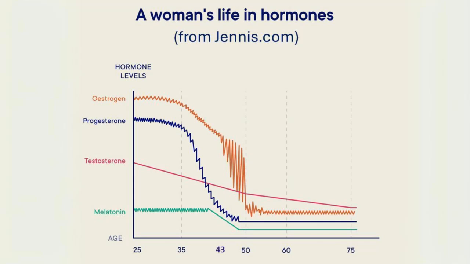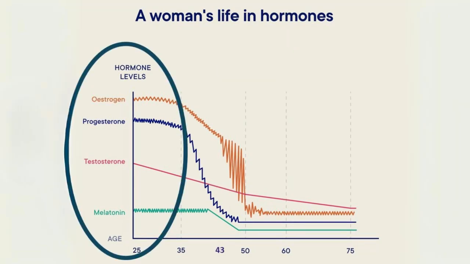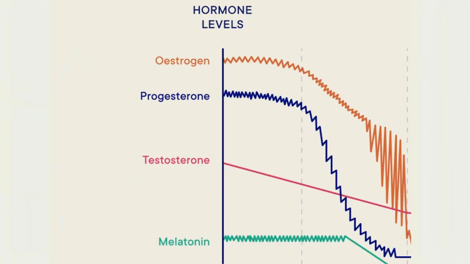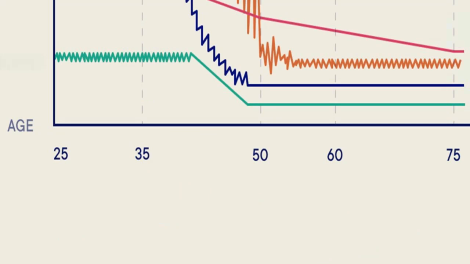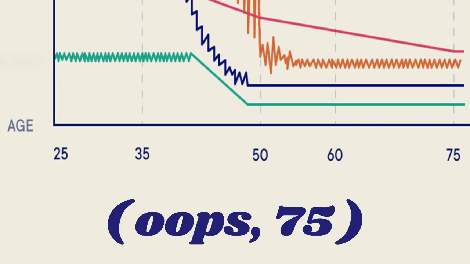Before we dive in, let me just give you a very quick orientation to what you're seeing. On the left side, on the vertical axis, is hormonal levels. So estrogen at the top, underneath is progesterone, underneath that is testosterone, and yes, women have testosterone, and underneath that is melatonin. Now, at the bottom of the chart is a horizontal line reflecting age, starting on the left with 25 years old on up to 70 years old on the right.